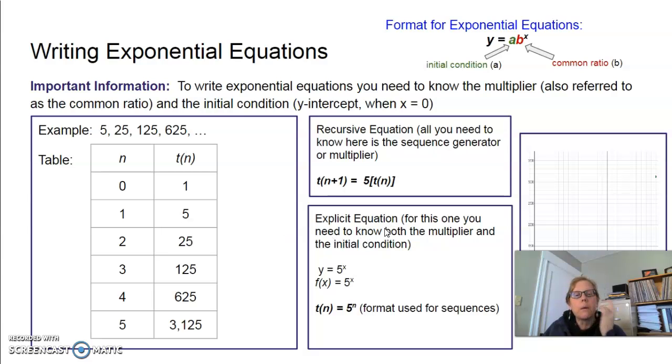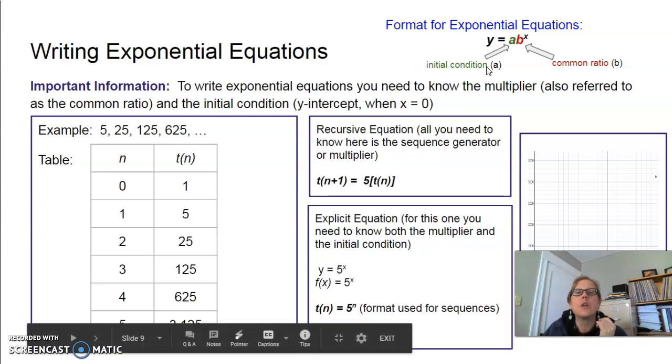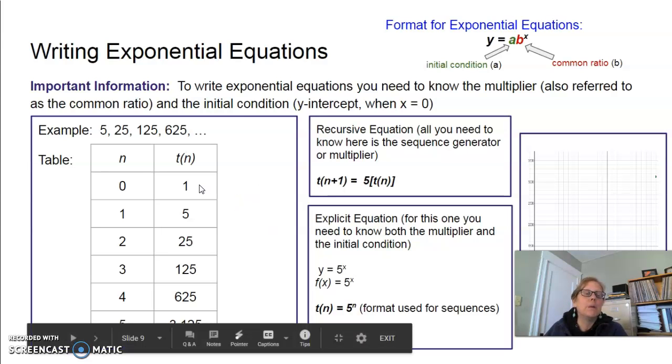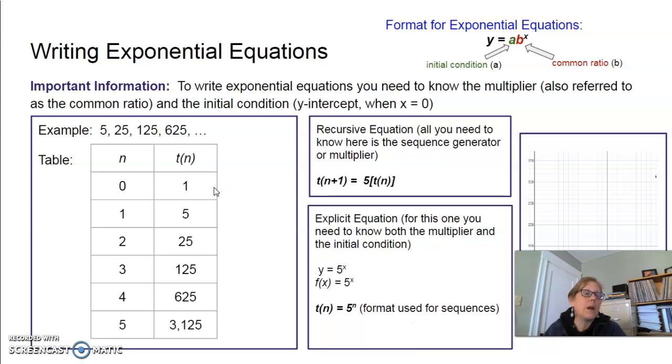Then, in order to get the explicit equation up here, you also need to know the initial condition, or what T of n equals when n is 0, right? So that's why we need this 0. This is going to become part of the equation. So the important numbers are, what are we multiplying by? And basically, what is the value when n or x is equal to 0?